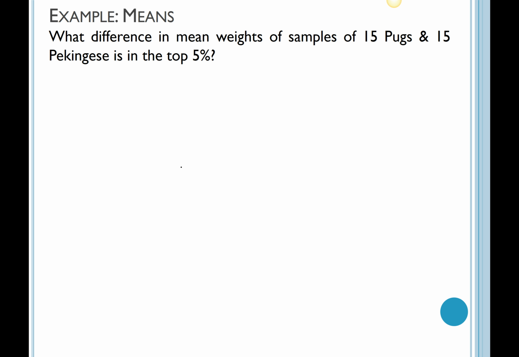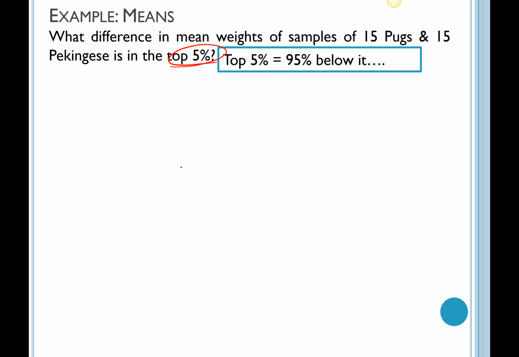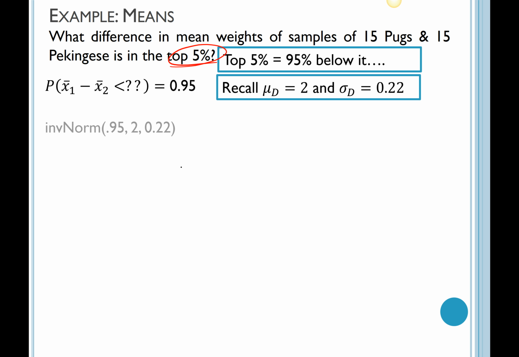Doing another one here, but this time, what difference in mean weights of the samples of 15 pugs and 15 Pekingese is in the top 5%? You should remember that if you're in the top 5%, you're also in a percentile. That percentile should be the 95th. So top 5% means that 95% lie below it. Here we're going to do the same thing we did on the previous slide, but we're going to use inverse norm for 0.95.